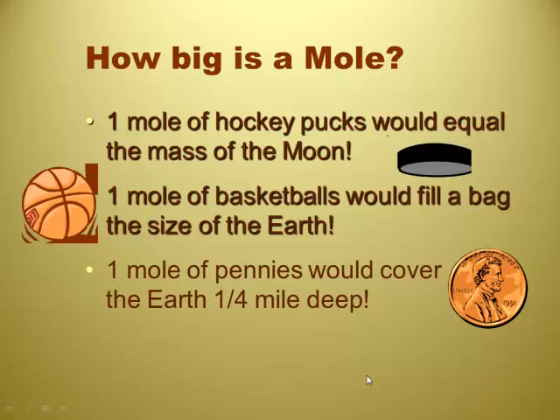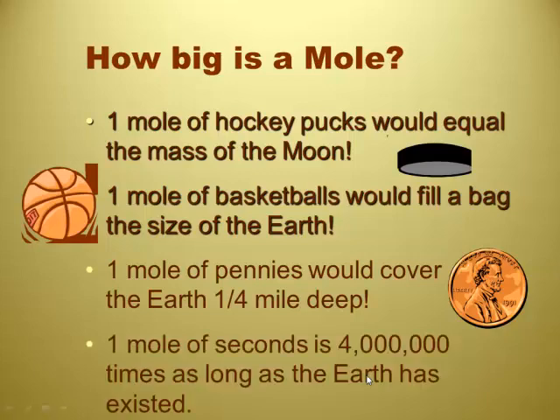So Avogadro's number is very big. It's extremely big. A mole of seconds is the one that's incomprehensible to me. A mole of seconds is 4 million times longer than the Earth has existed. So the Earth hasn't even existed for a mole's worth of seconds. It hasn't even existed for a millionth of a mole. It's a quarter of a millionth of a mole in seconds.